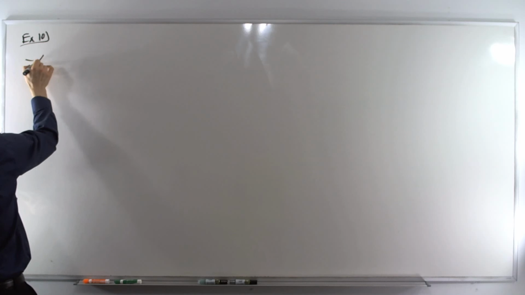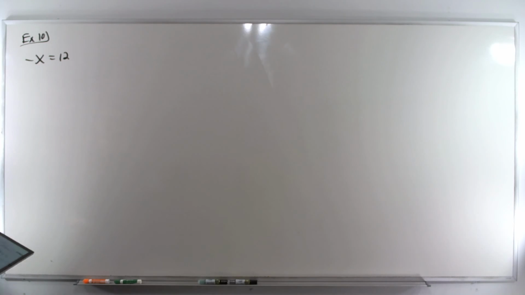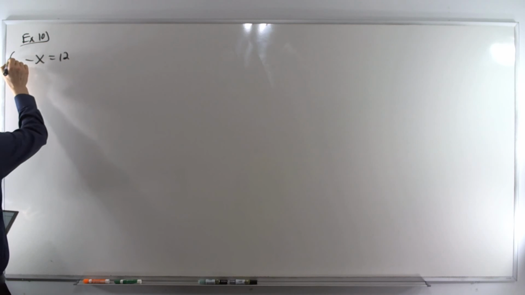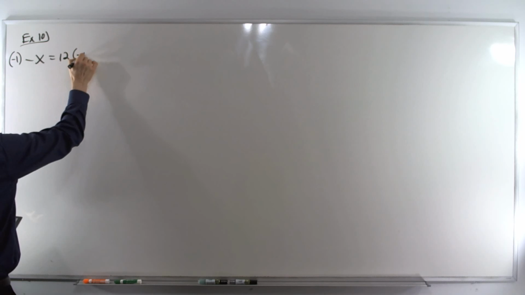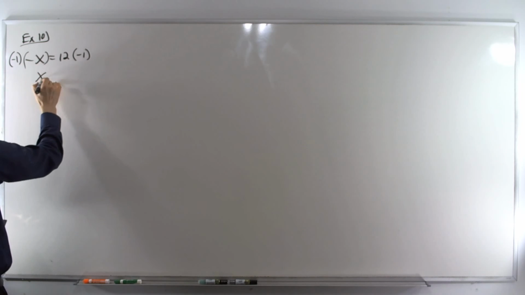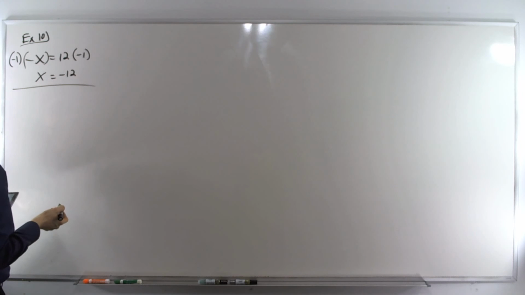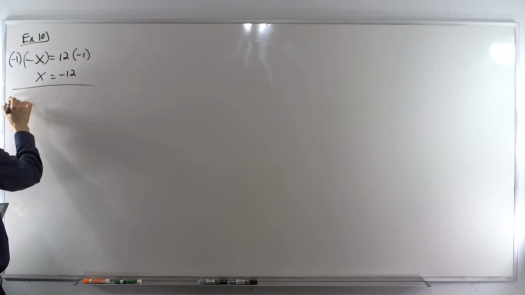Now some are going to have a negative sign on the variable. Keep in mind that's just a -1 coefficient. So that means what we can do is multiply both sides by -1. That'll turn this positive and the other side negative. So x is -12. Your turn, number 10.